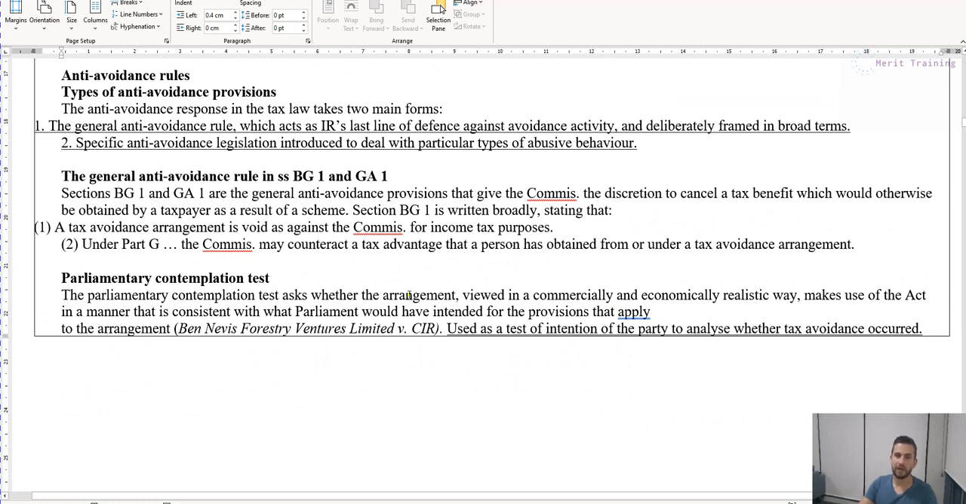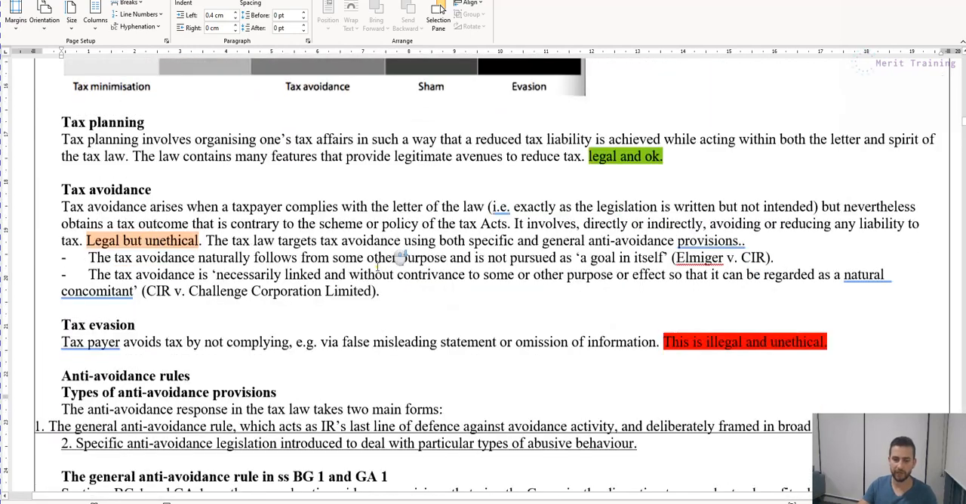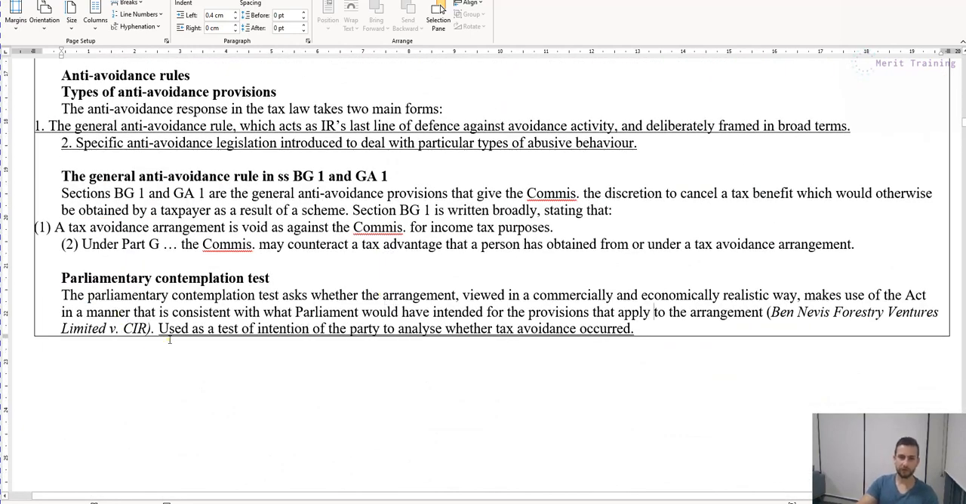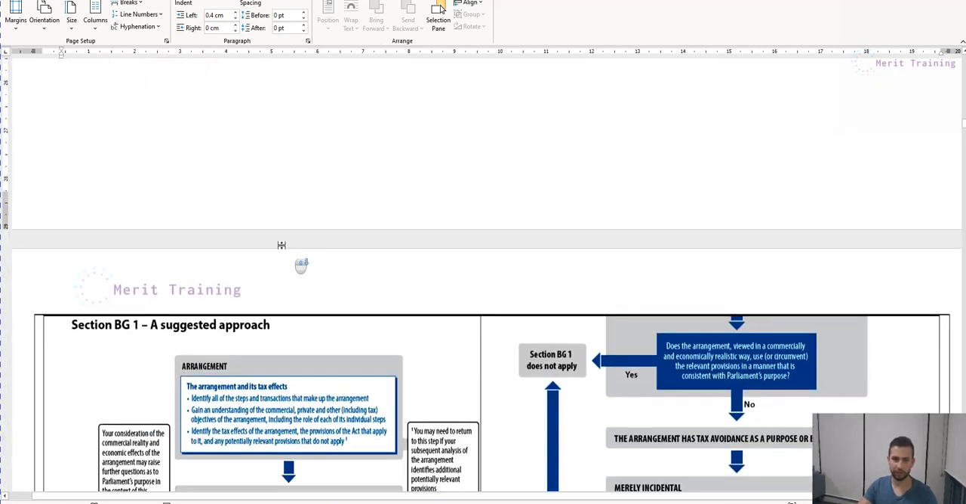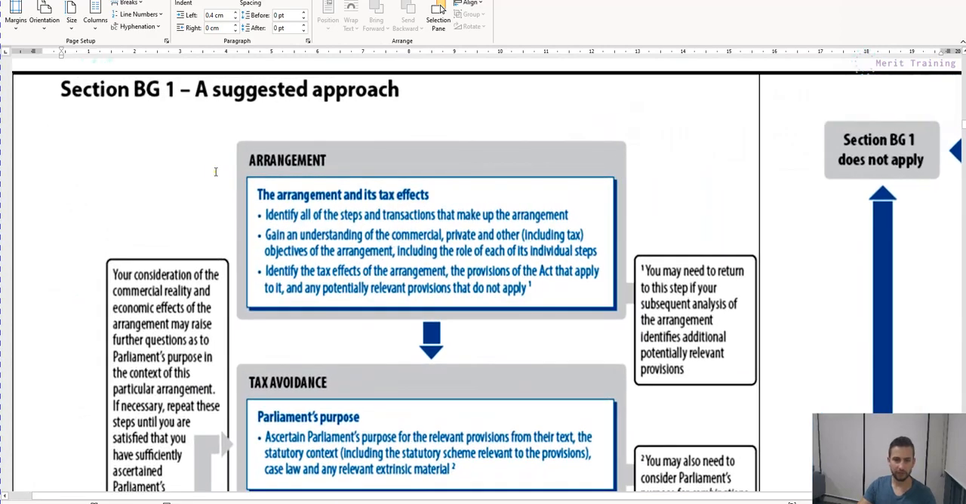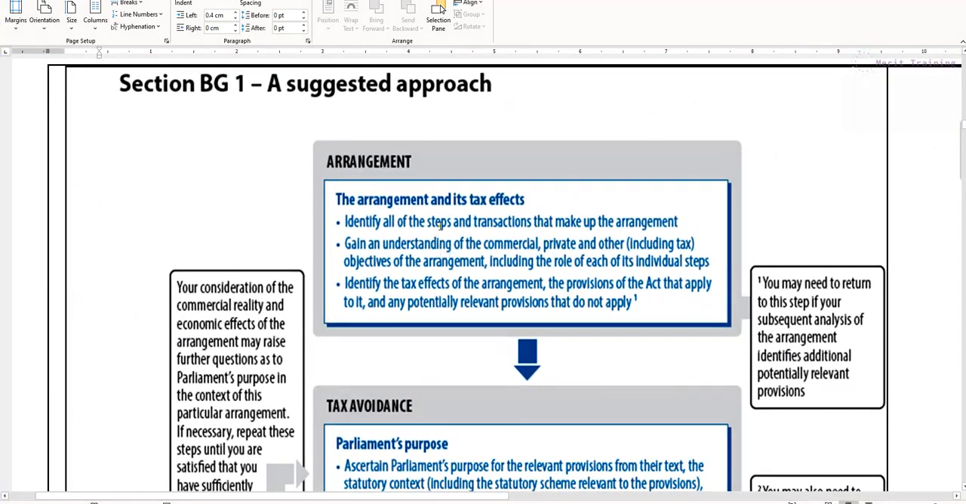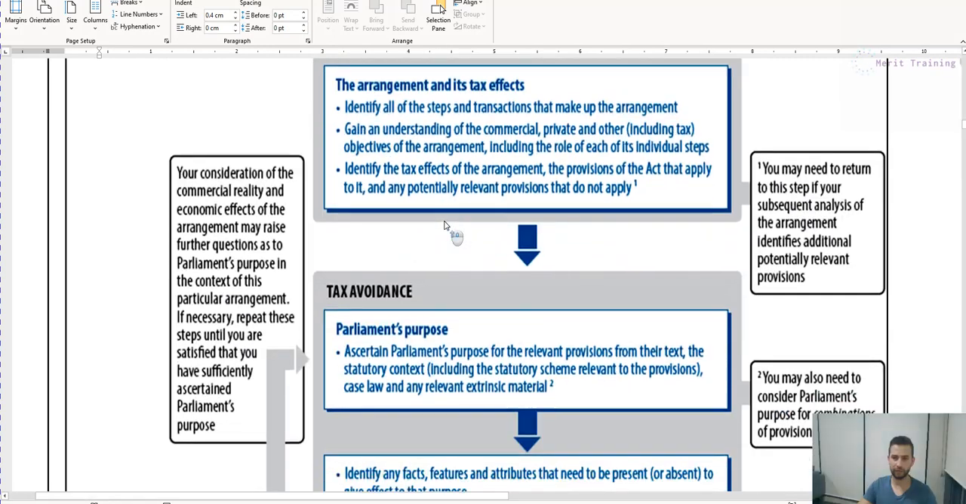Now, in terms of how you actually figure out whether tax avoidance occurred, especially in those situations where it's a bit of a grey area, well, the parliamentary contemplation test is a commonly used test for tax purposes in order to figure out what the intention of the party was. And if the intention of the party was to avoid tax, then you can issue penalties on this basis. So let's talk about how this parliamentary contemplation test actually works. There's a diagram on the next page. You might not actually need this, but it's just good background information.